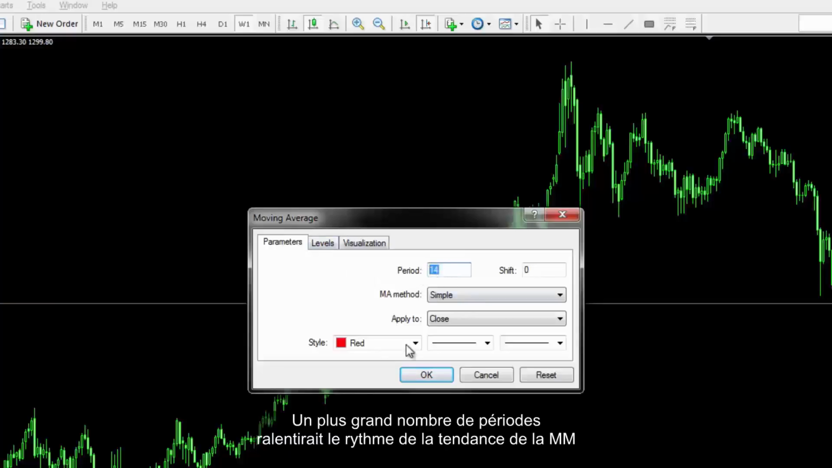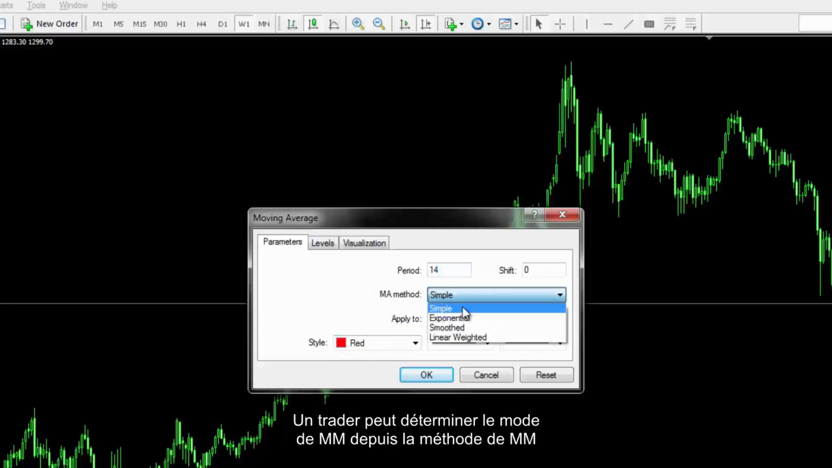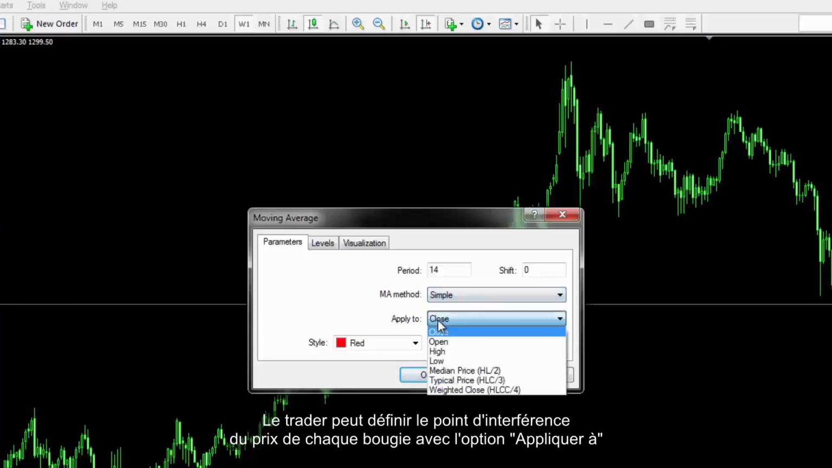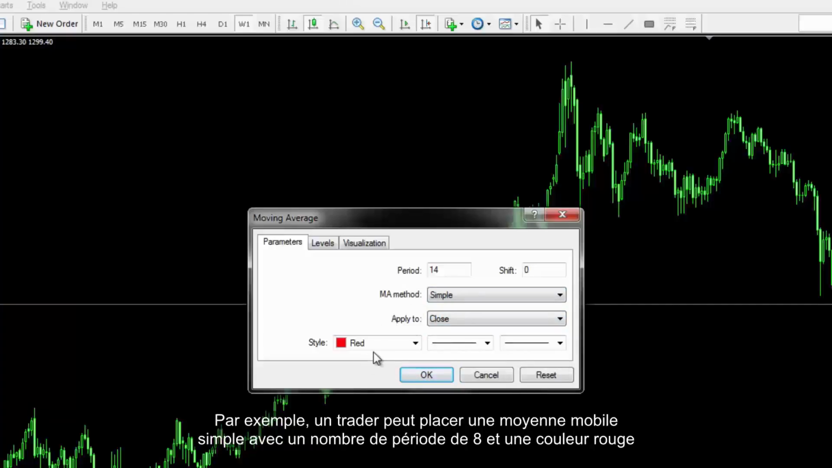The more periods, the slower the pace of the MA trend. A trader can determine the MA mode from the MA method. A trader can define the price inference spot of each candle by the apply to option. For instance, a trader can place a simple moving average with a period of 8 and a red color.